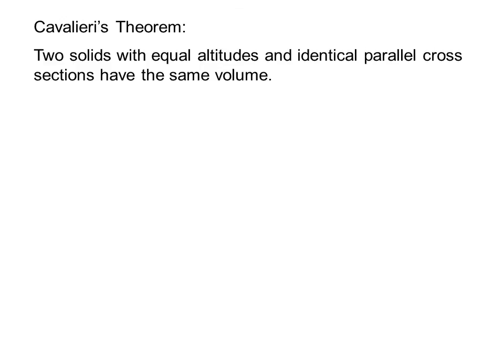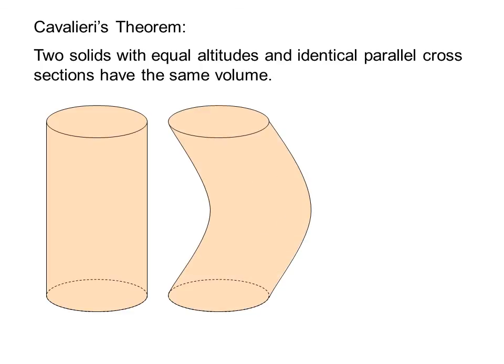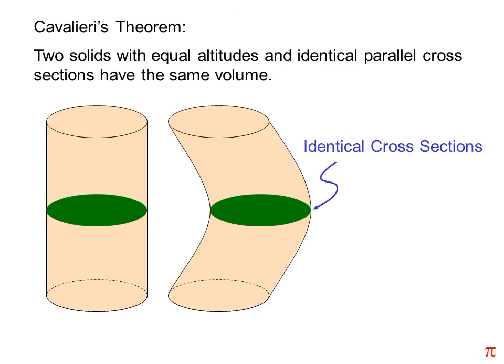Now we'll finish with something easy, Cavalieri's theorem. Two solids with equal altitudes and identical parallel cross-sections have the same volume. Picture a stack of coins. If we push it over sideways, it doesn't change the volume. We still have identical cross-sections, so when we integrate, we'd get identical volumes.